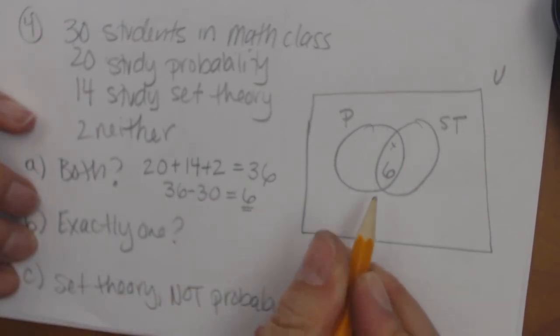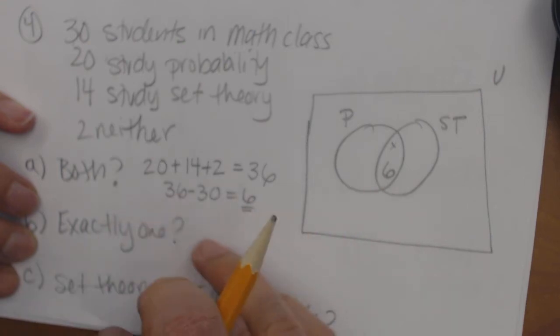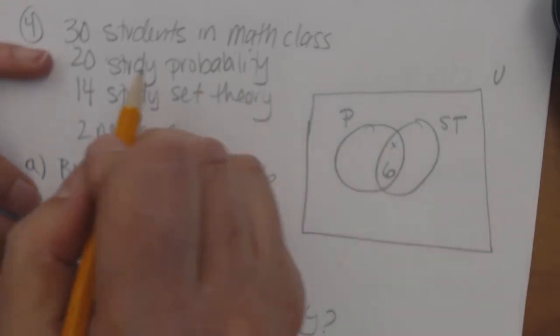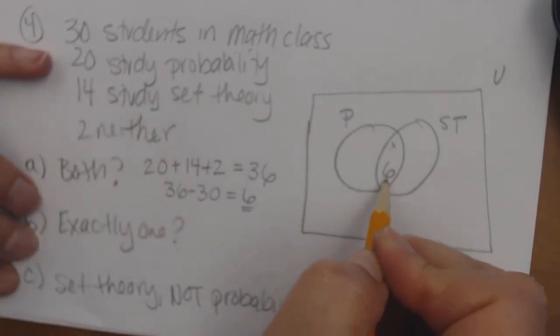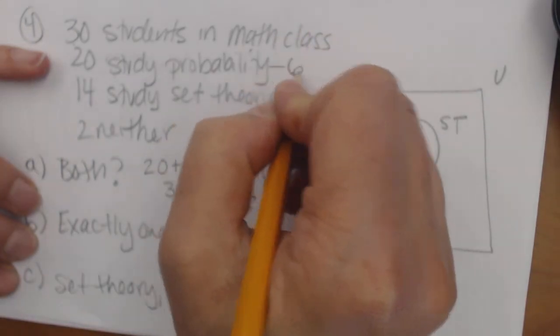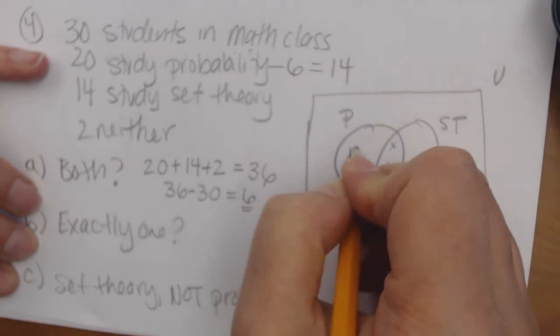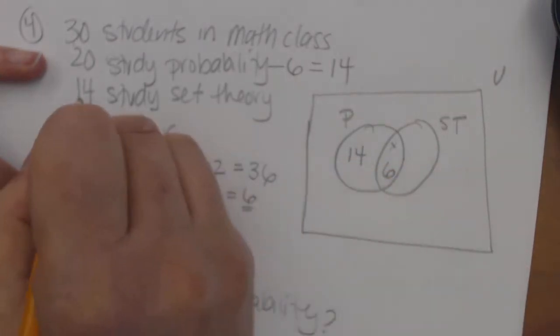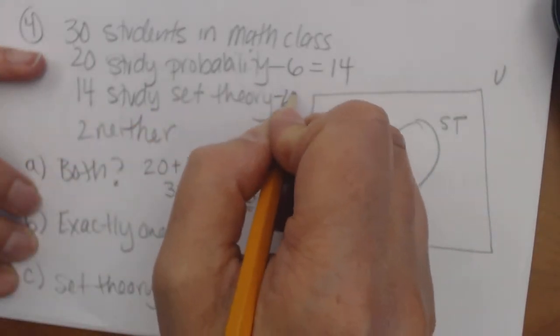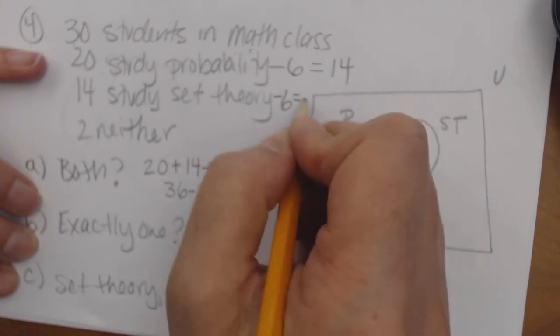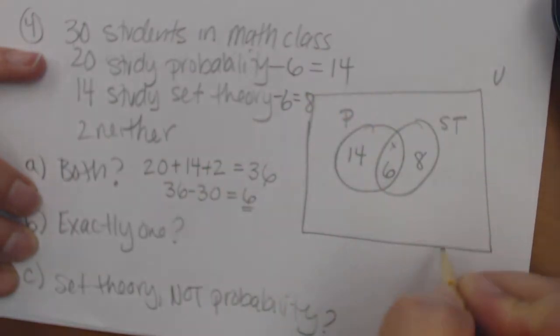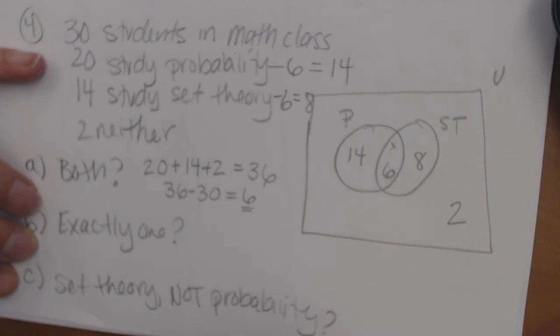So 6 is both. Now that we know 6, let's complete the Venn diagram before we go on. So studying probability, this whole circle, there's 6. So we know that those 6 also study set theory, so there's 14 that just study probability. 14 study set theory, so minus 6. 14 minus 6 is going to be 8. 8 study set theory, and let's put our 2 for neither.